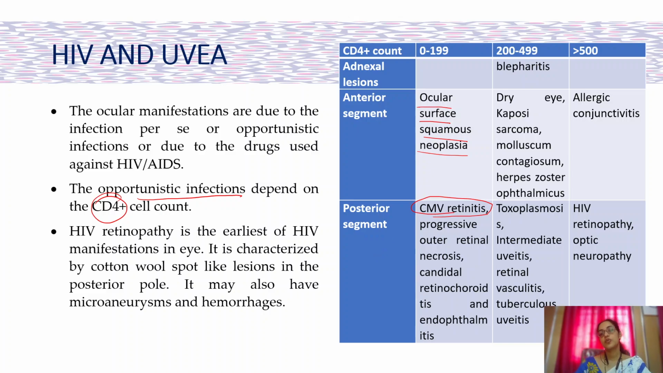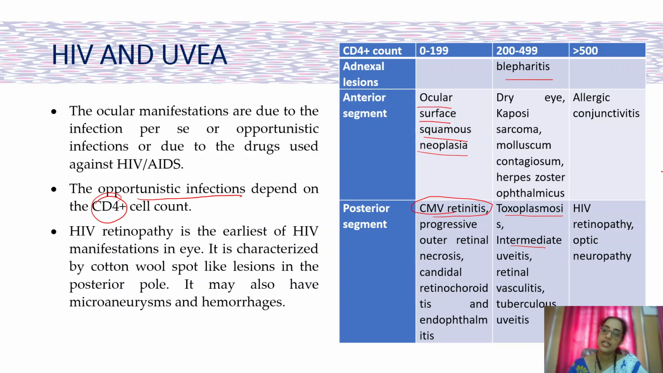Okay. So when the counts are a little better, 200 to 500, you get severe blepharitis, dry eye, Kaposi sarcoma, molluscum contagiosum, and zoster ophthalmicus. In the posterior segment, you can expect toxoplasmosis. Usually, toxoplasmosis in HIV/AIDS tends to be widely spread and diffuse compared to that in immunocompetent patients, and there is a minimal amount of vitritis. You can have intermediate uveitis, retinal vasculitis, and tuberculous uveitis.